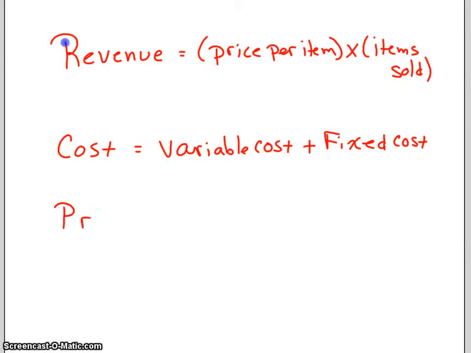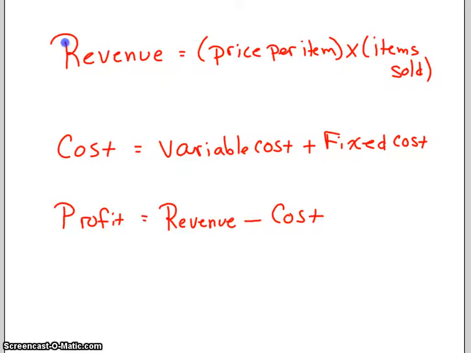And profit is how much you actually make. What you do is you take your revenue, which is how much money you take in from the items you sold, and you subtract your cost, which is how much it costs you to make those items to sell them. And that gives you your profit.